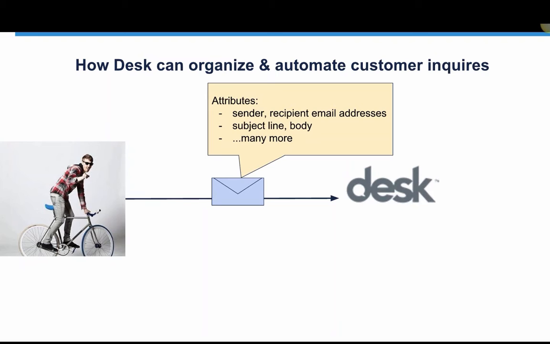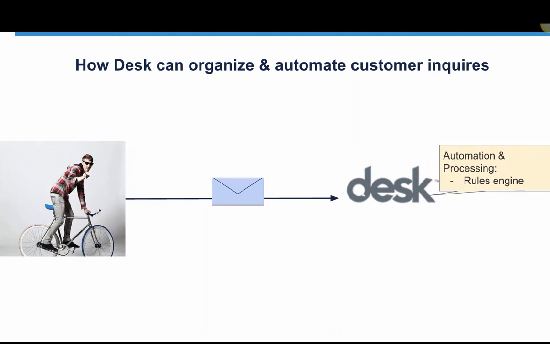So that could be the sender's email, which email address they're sending that to, what they say in the subject line or the body, or anything else that makes that interaction unique. Once Desk can pick up on a unique attribute of that particular email, I can do things to it through the rules engine. So I can automate, for example, who it's assigned to, if it has certain labels added, or anything else that helps me categorize and more or less automate some of the organization of those cases.